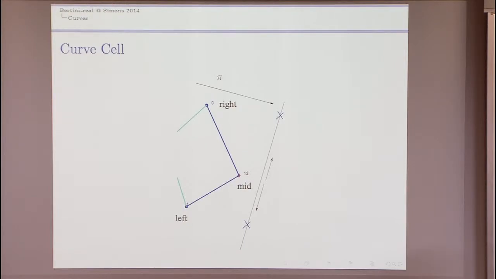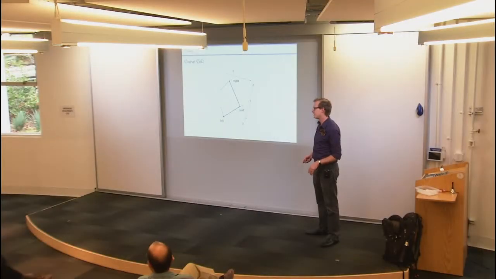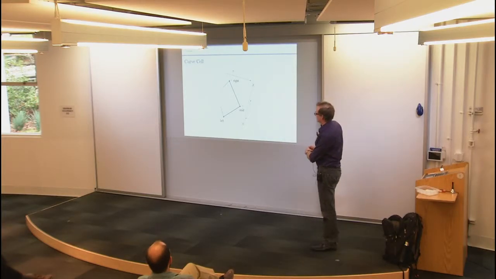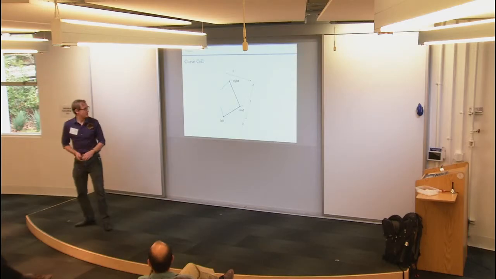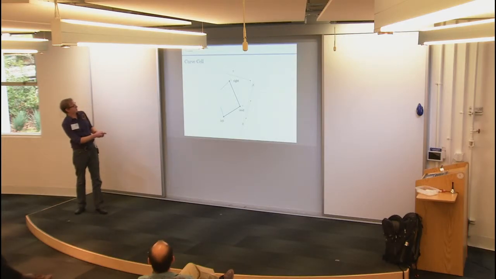What does it mean, a cell, here? I beg your pardon? What's the relation between the curve and this picture? So we ask your question one more time. Please, what is the relation between the curve and your picture? The curve is like floating around behind here.